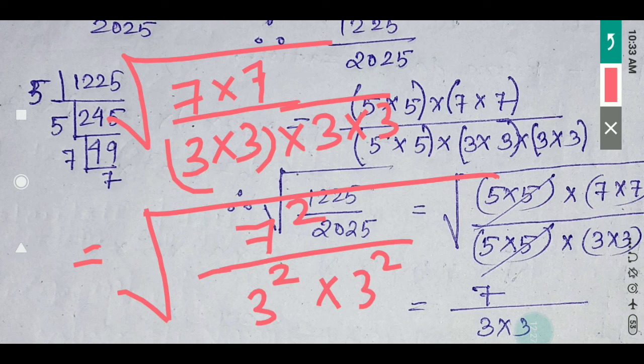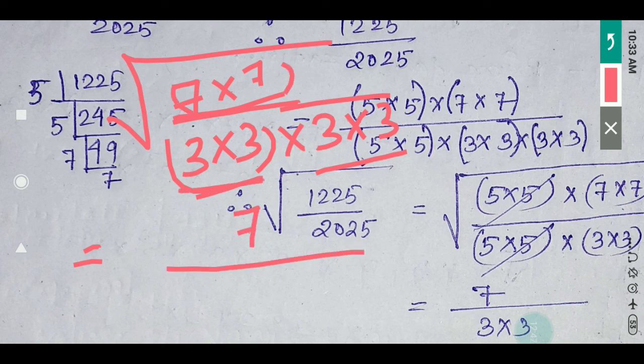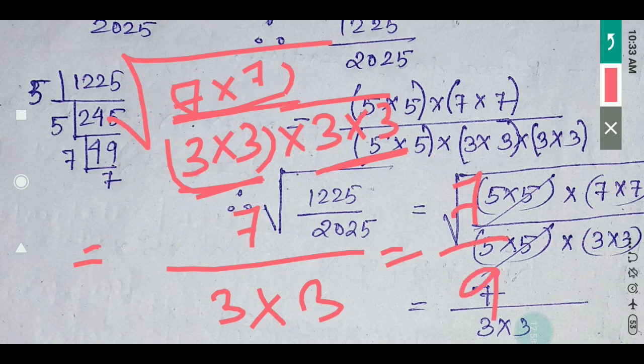Or you can do one thing, without doing this: since here all the numbers are in pair, this also in pair, this also in pair, from each pair one number will be there. So from these two, one 7 will be there. From this, one 3, and from this, one 3 will be there, since multiplication is given. So it will be 7 by 9. This will be your answer. Okay.